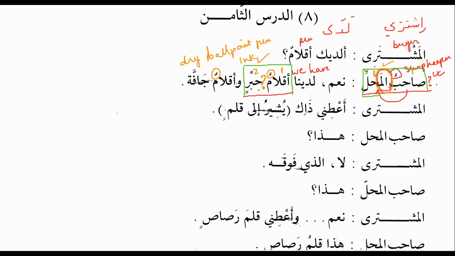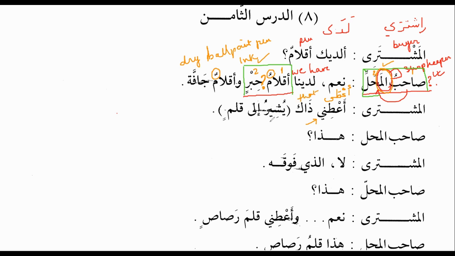So the mushtari, the buyer, tells him: أعطيني ذاك. So the buyer says أعطيني, which comes from أعطى. So this verb also has an alif maksura. So up till now we came across three verbs which have alif maksura at the end, and this is attached with a ya mutakallim at the end. أعطيني means give me. ذاك means that.